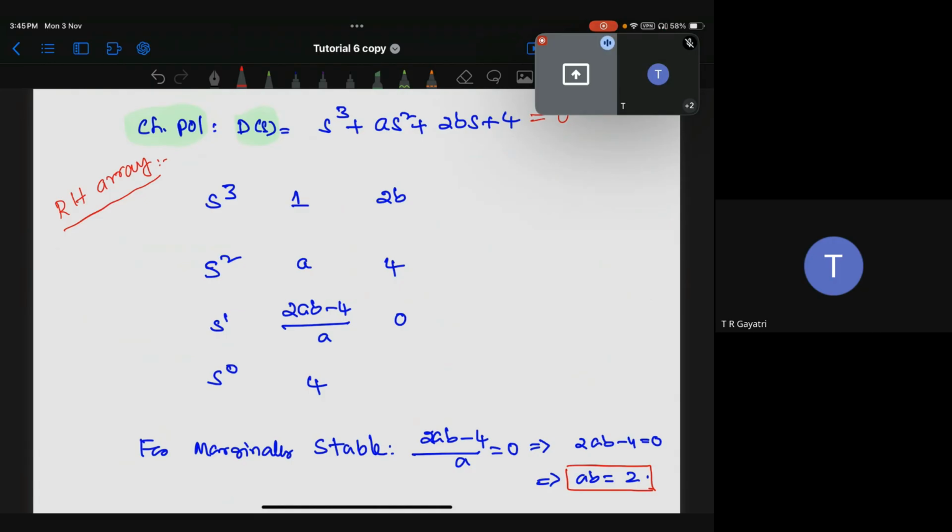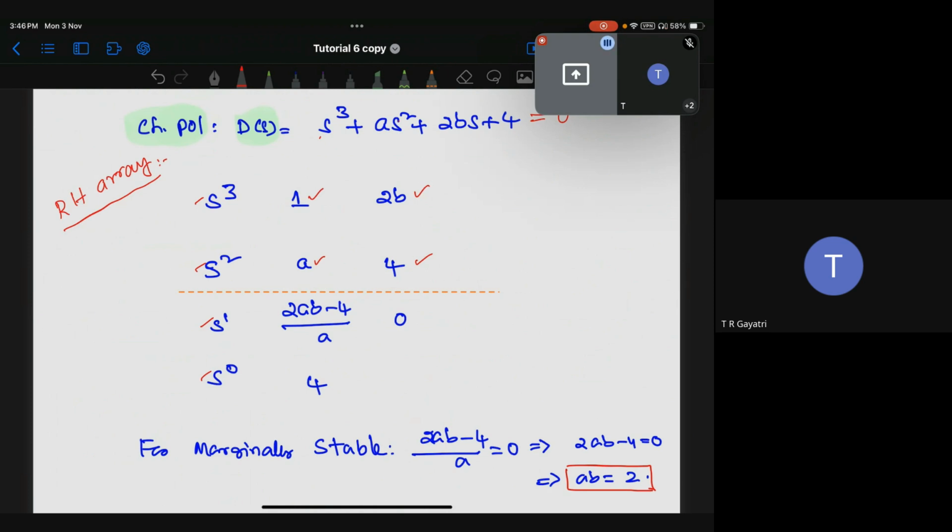RH array. So how do we write? S cube, S square, S power 1, S power 0. Then what are the terms? The first, S cube coefficient, is 1. Next, S square coefficient is A. Next, S coefficient is 2B. Next, S power 0 coefficient is 4. Is this clear?